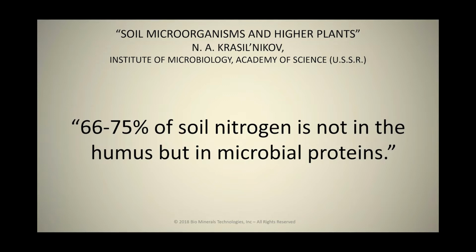Organic matter. We calculate approximately for every 1%, 20 pounds of nitrogen. But what he's saying is the nitrogen's not in our humus. The nitrogen, the vast majority of it is in the microbial proteins. That means it's in the bodies of the microorganisms. How do we get it out of the microorganisms and into the plant?